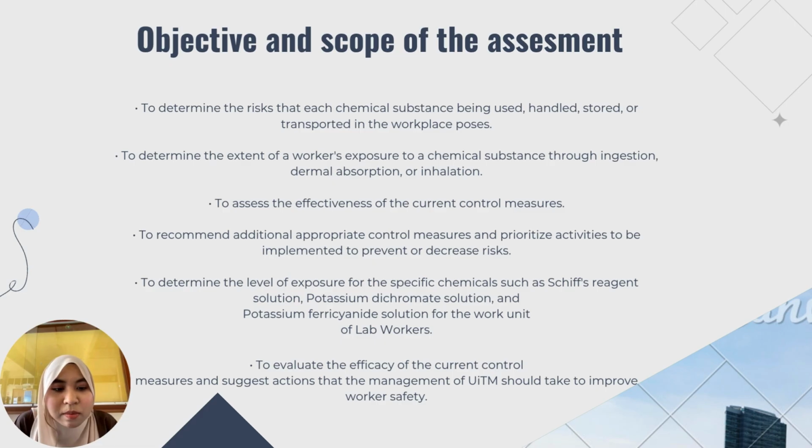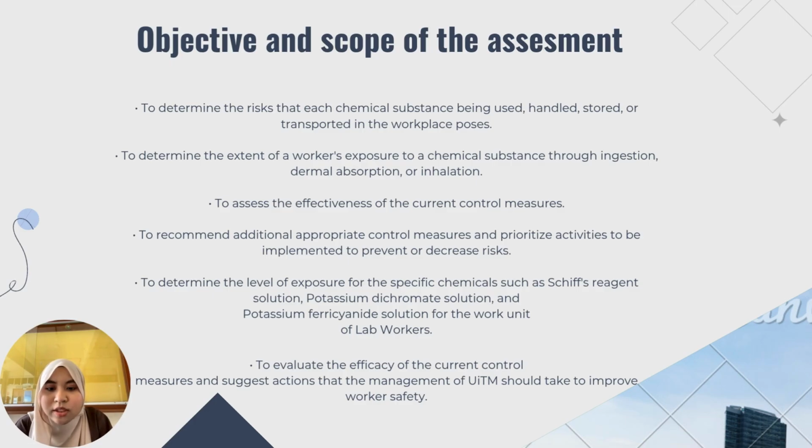So I will explain about the objective and scope of the assessment. Firstly, to determine the risk that each chemical substance being used, handled, stored, or transported in the workplace poses. Next, to determine the extent of a worker's exposure to a chemical substance through ingestion, thermal absorption, or inhalation. And to assess the effectiveness of the current control measure. After that, to recommend additional appropriate control measure and prioritize activities to be implemented to prevent or decrease risk.